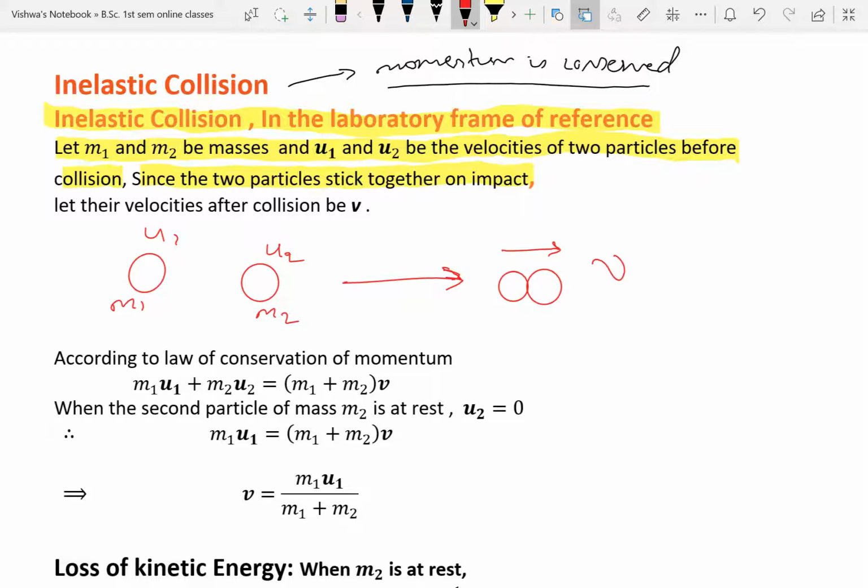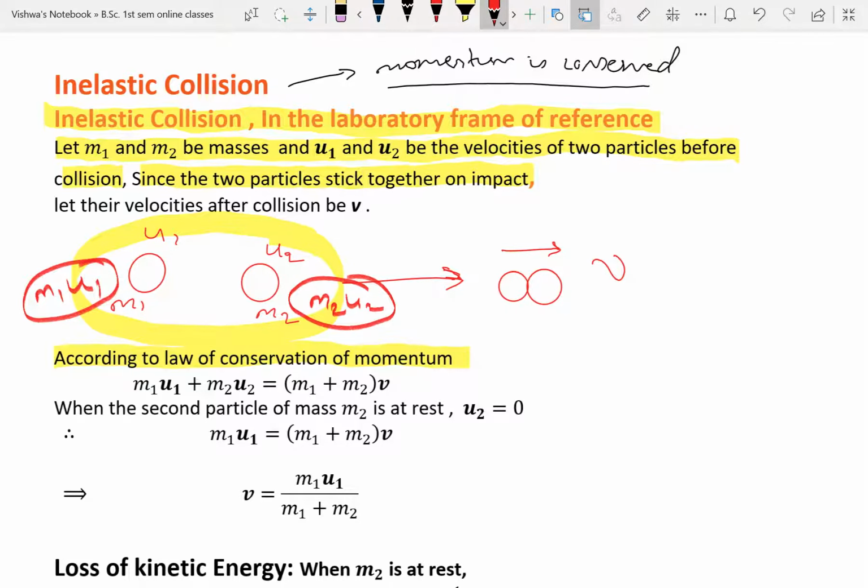Now, according to the law of conservation of momentum, what is the law? Momentum before collision is equal to momentum after collision. Before collision, we have to find the momentum of these two objects. The momentum of this object is the product of mass and its velocity, so it is m1 u1, and the momentum of the second object is m2 u2. Now the total momentum, adding these two, is m1 u1 plus m2 u2.